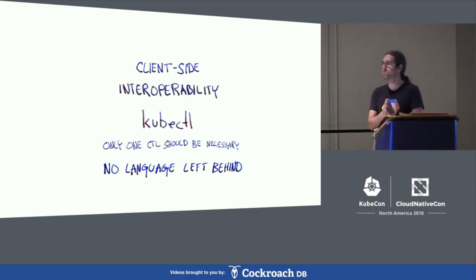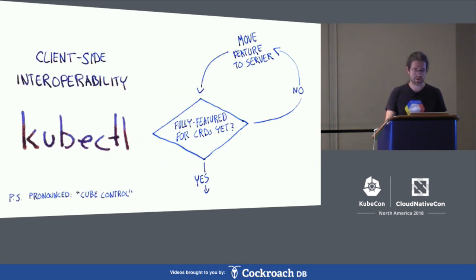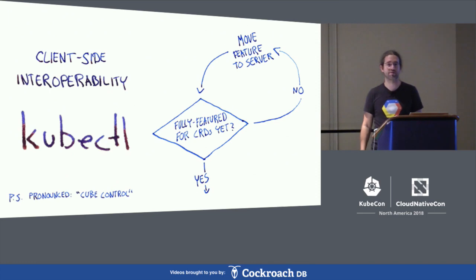And for interoperability, there's client-side interoperability, like kubectl. I think if we do things right, you should only need kubectl as a command line client. This also applies to libraries for languages. Right now, there's a bunch of functionality in kubectl that you basically have to rewrite if you want to do it from Python or Java or something. So I've only written kubectl down here, but this loop basically solves the problem for all of the client code.